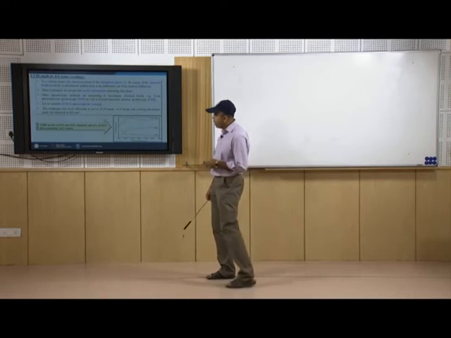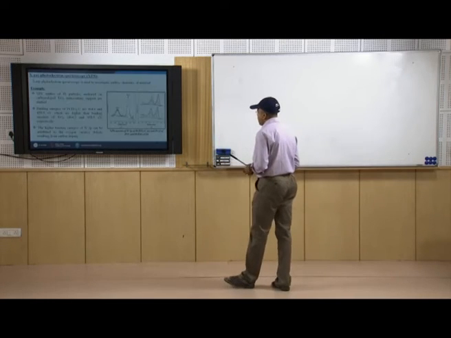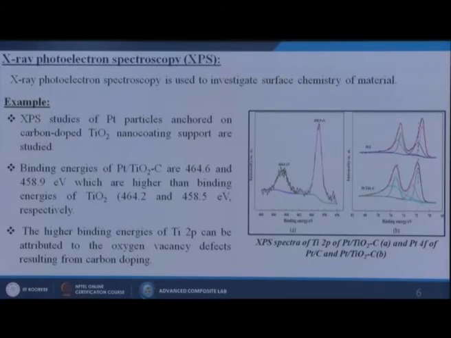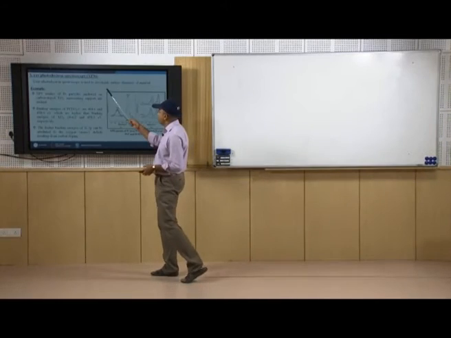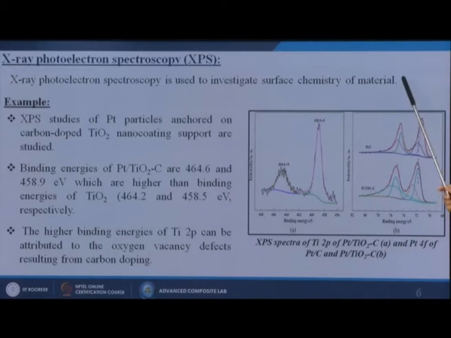of your particular material. Next is XPS, which is X-ray photoelectron spectroscopy. This is also one of the latest technologies, by which we can get more detailed information about the chemical structure of that particular nanocomposite. X-ray photoelectron spectroscopy is used to investigate the surface chemistry of a material. So what type of material we are going to coat onto the surface, the total chemical structure of that particular material, we can get by these techniques.